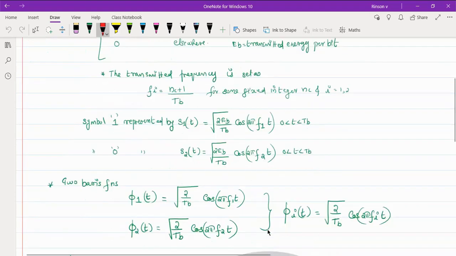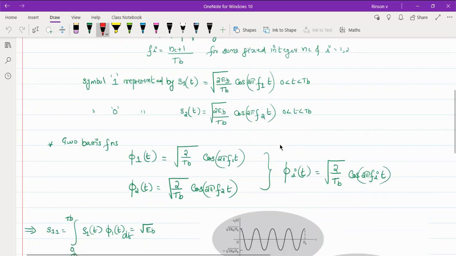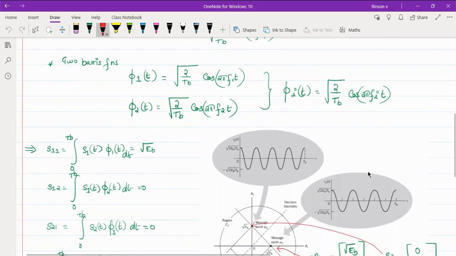If you analyze this, you will find two basis functions. Phi1 is root 2 by TB cos 2 pi F1 t, and Phi2 is root 2 by TB cos 2 pi F2 t. In general you can represent it as Phi i of t equals root 2 by TB cos 2 pi Fi t.